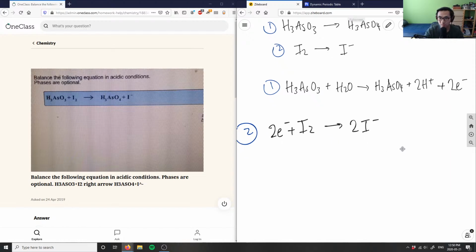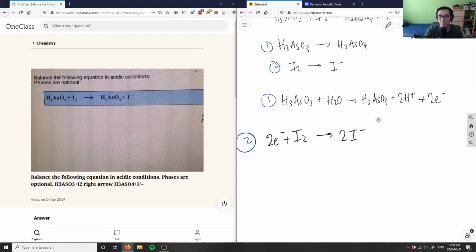So this is good. What we can do now is look at both our reactions here. We can look at the products. We can look at what we can cross out here. And as you can see here, we can cross out the electrons, right?